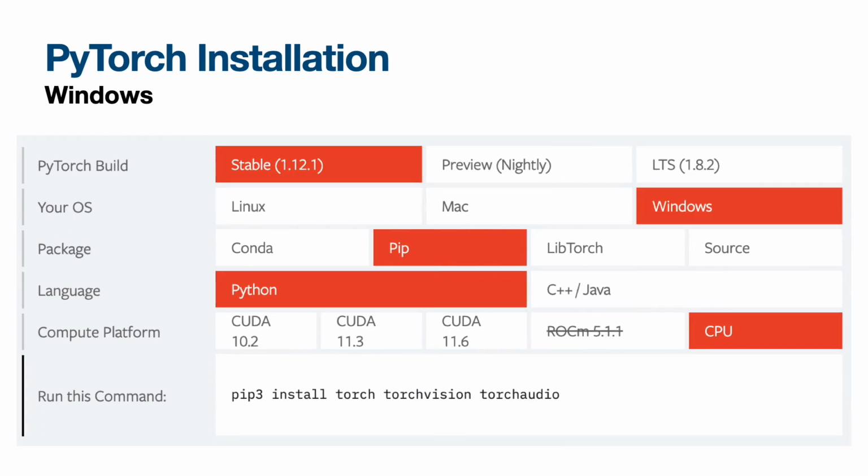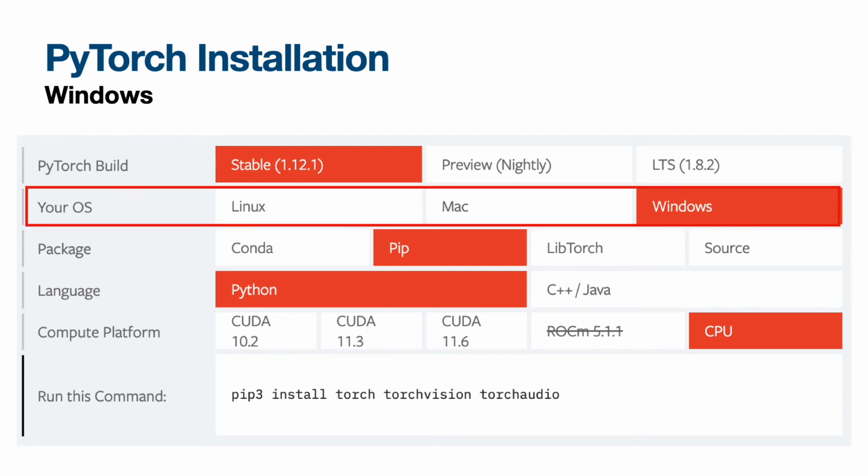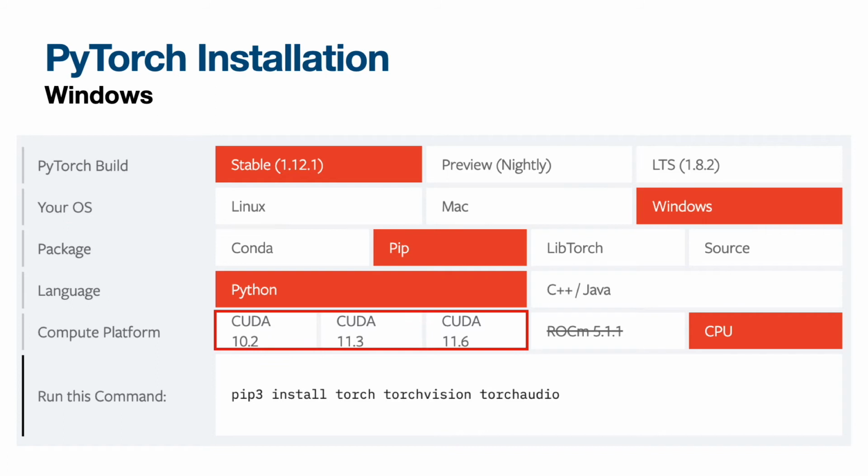Now let's look at installation options for Windows. For compute platform, 3 CUDA versions are available, just like Linux. However, there is no ROCm version. If you have no NVIDIA GPU devices on your computer, you should choose CPU.